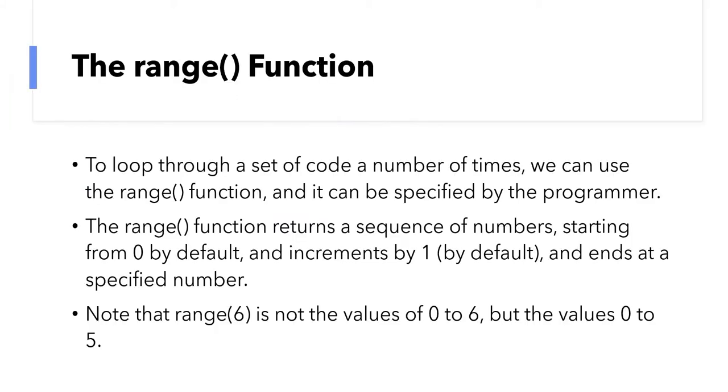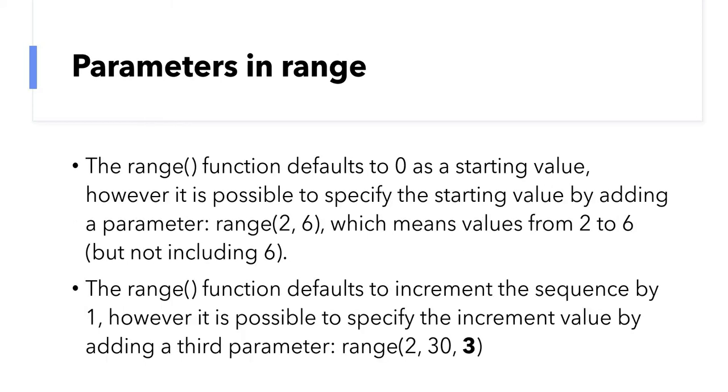Range function. To loop through a set of code a number of times, you can use the range function, and it can be specified by the programmer. The range function returns a sequence of numbers starting from 0 by default, increments by 1, and ends at the specified number. Note that range(6) is not the values 0 to 6, but the values 0 to 5.